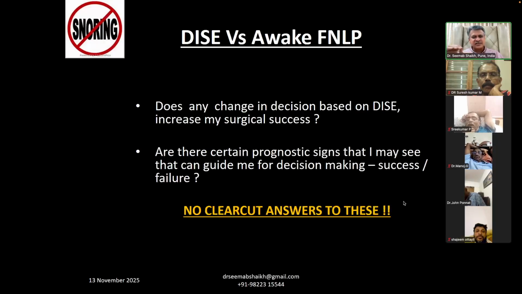Well, the answers are not very clear cut, but this is something for us to think about, that if I know that there is a lateral wall collapse on a flexible awake scopy, then there's bound to be a bigger lateral wall collapse when I do DICE. But does that mean that if I find it on a flexible scopy, I will not do a lateral pharyngoplasty? I will still do a lateral pharyngoplasty. So how has DICE made that much of a difference? Right?